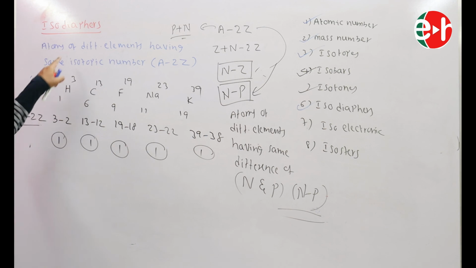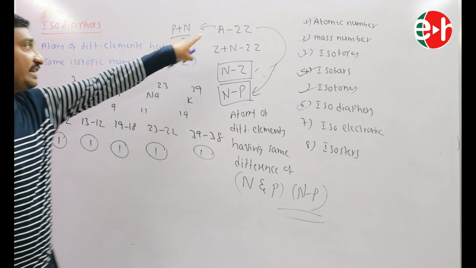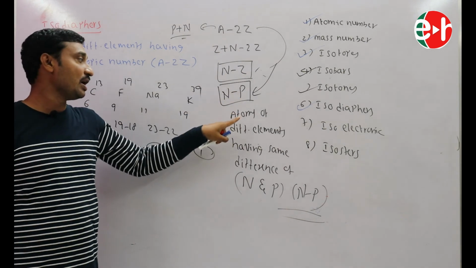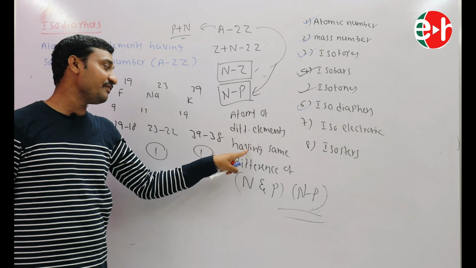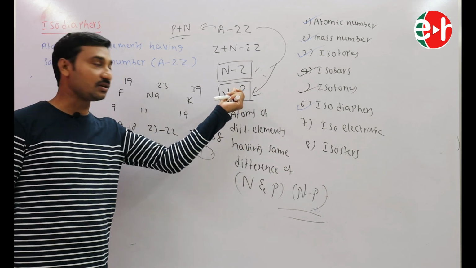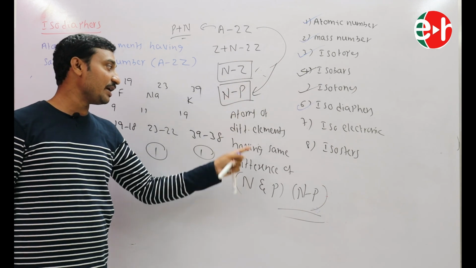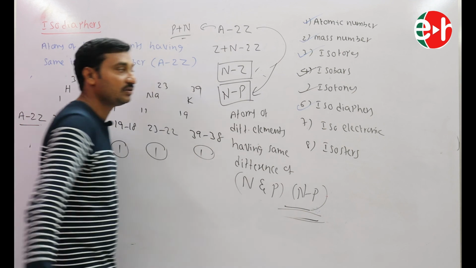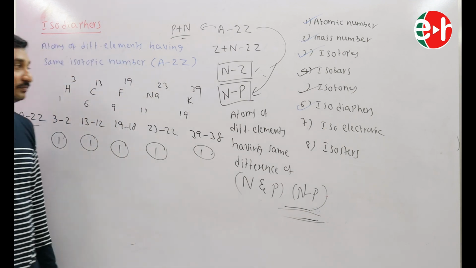Okay. Atoms of different elements having same isotopic number A minus 2Z. Again A minus 2Z is equal to N minus P. That's why we can define in another way also. Atoms of different elements having same difference. Minus means difference, no? So same difference of neutrons and protons, that is N minus P. That is isodiapher.